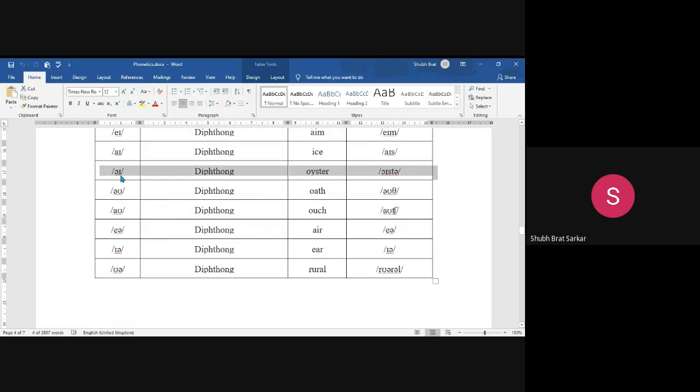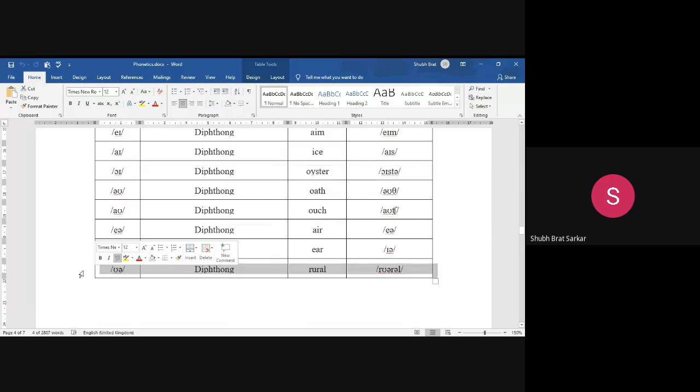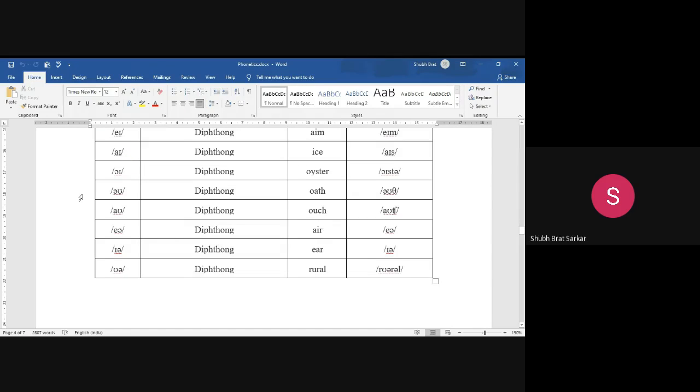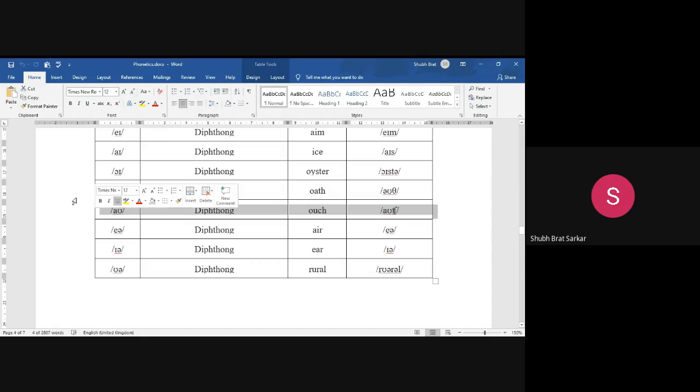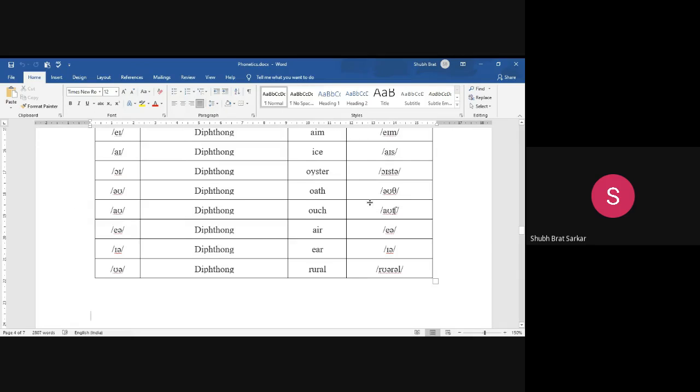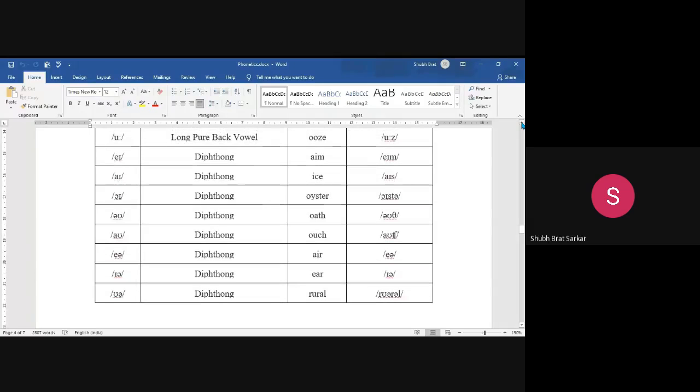So in the initial position, there is this rounding O. Similarly, in this Ua, Oi and Ua, in the initial position. In the final position, we have got rounding in sounds like Ow. Other than these, in most of these diphthongs, the lips remain neutral.